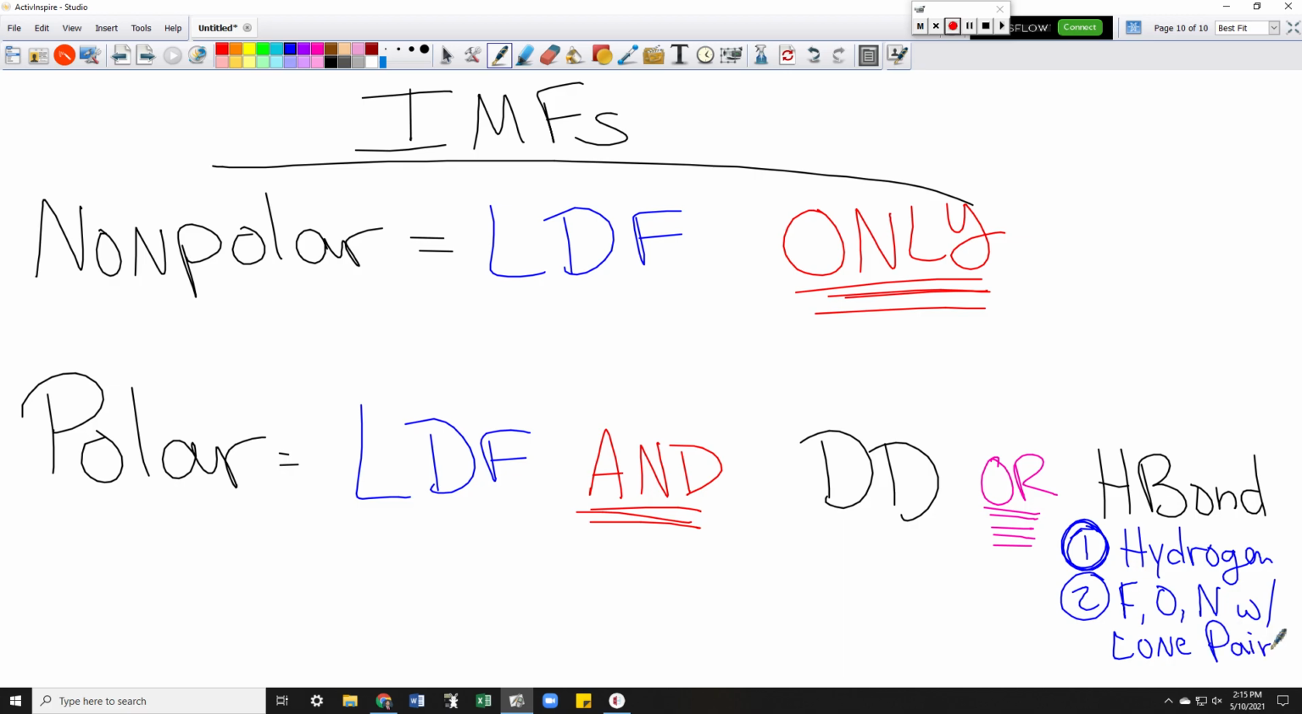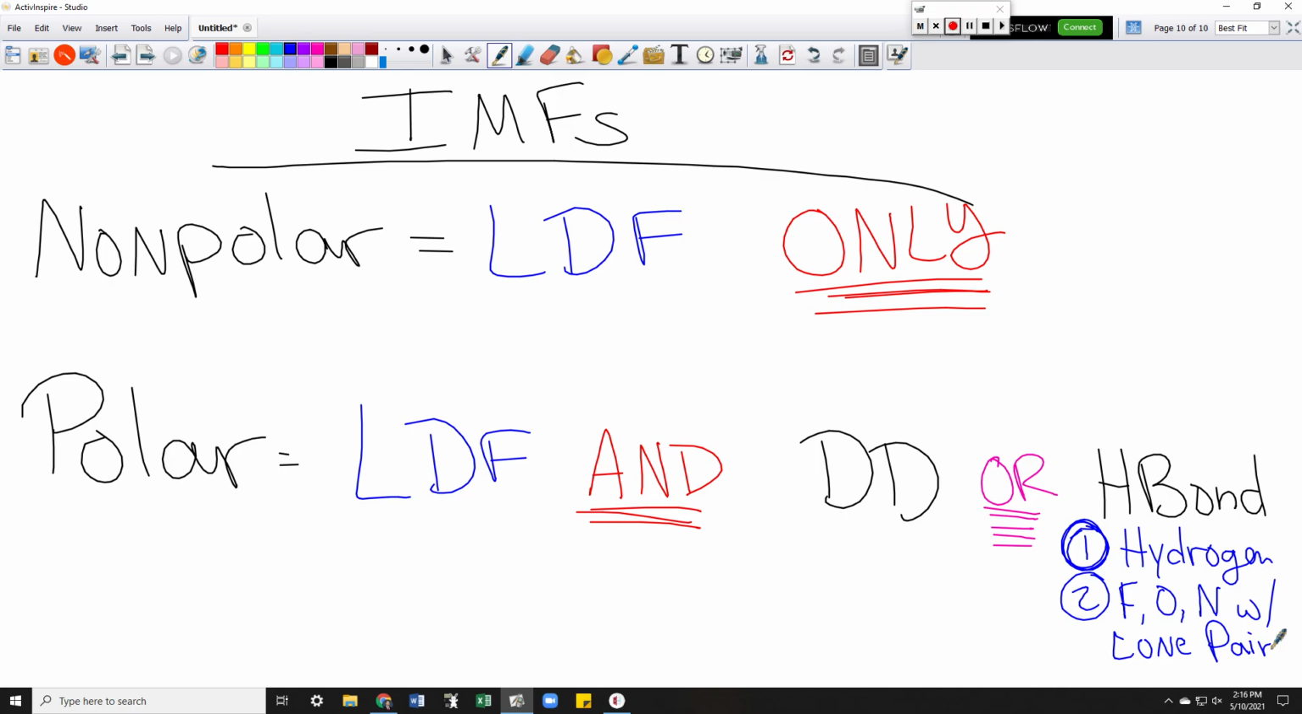All right, so let me make sure that everybody understands IMFs very quickly. So again, when you're drawing these things, it's very simple to attach this to it. So once you've established if a molecule is non-polar, what do you instantly write for the IMF? LDF. That's it. It can only be LDF. If you establish it as polar, it's LDF and. You then have to make a decision. If it's and, it's either dipole-dipole or hydrogen bond. Now, the easiest way to determine is it hydrogen bond? If yes, it's hydrogen bond. If not, it's automatically dipole-dipole.